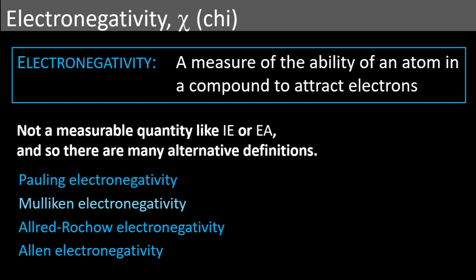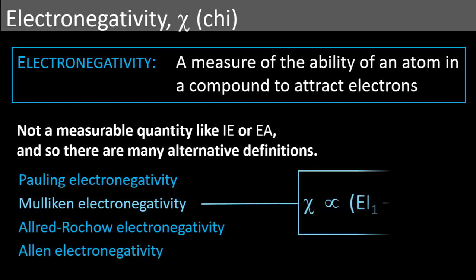But clearly, if you want to compare values of two different elements, we must use the same type of electronegativity. We can compare a Pauling value with a Pauling value, or a Mulliken value with a Mulliken value, but never a Pauling value of one element with a Mulliken value of another element.